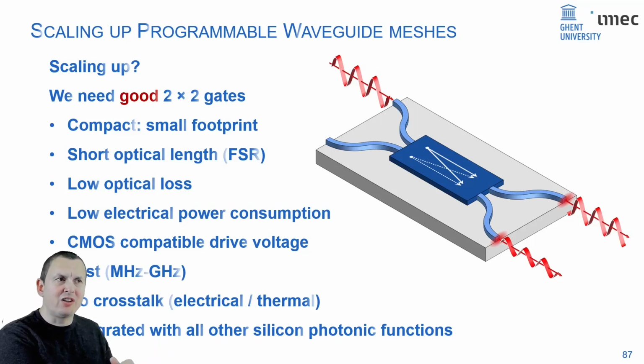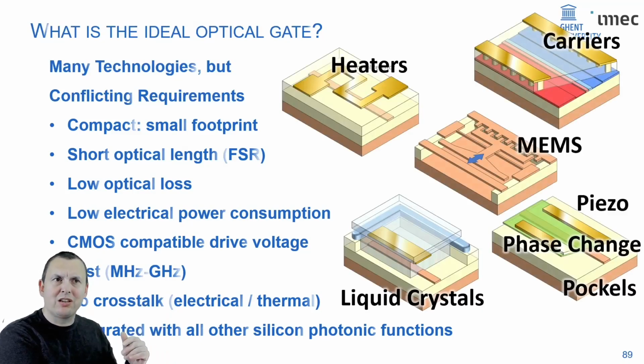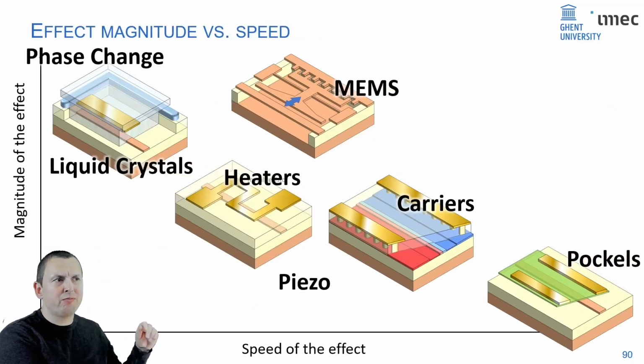Now today this is a challenge. There's no technologies that actually meet all these criteria. You can implement optical gates in many different ways with heaters, with carriers, with MEMS devices, liquid crystals, etc. But none of them are perfect. Let me give you some examples. For instance, first of all, you can take all these technologies and put them on 2 axes. First, the speed of the effect, how fast can you actually switch a gate on or off? And how strong is the effect? And that's a measure for how long the gate needs to be, or how much power you need to put in to get an effect.